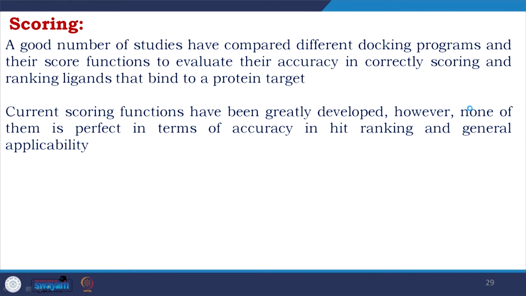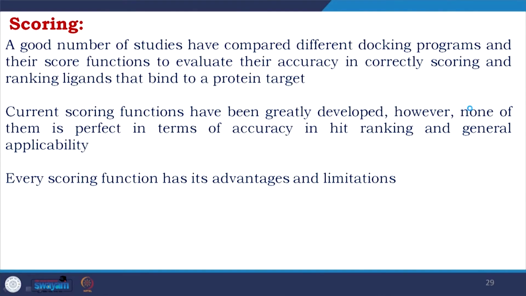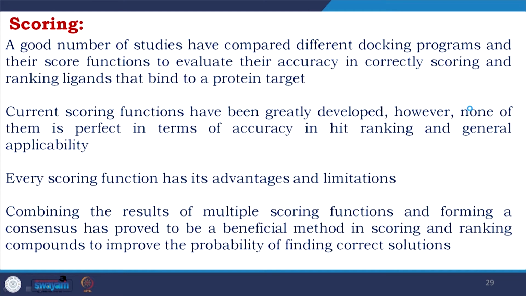Current scoring functions have been greatly developed, however, none of them is perfect in terms of accuracy in hit ranking and general applicability. This is a huge research front. If we could make it perfect, it would be possible to discover a lot of drugs in a very short time. Every scoring function has its advantages as well as limitations. Combining the results of multiple scoring functions and forming a consensus has proved to be a beneficial method in scoring and ranking compounds to improve the probability of finding correct solutions.